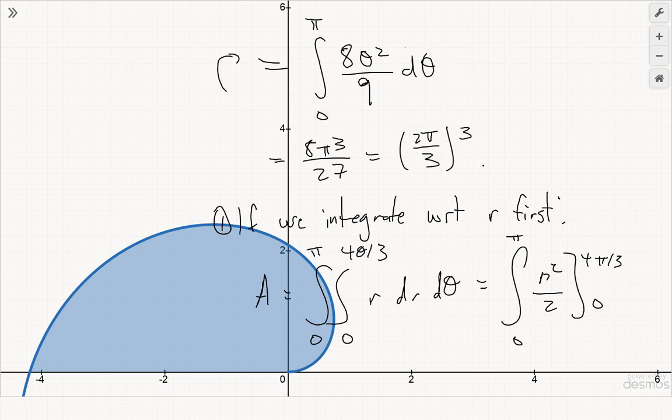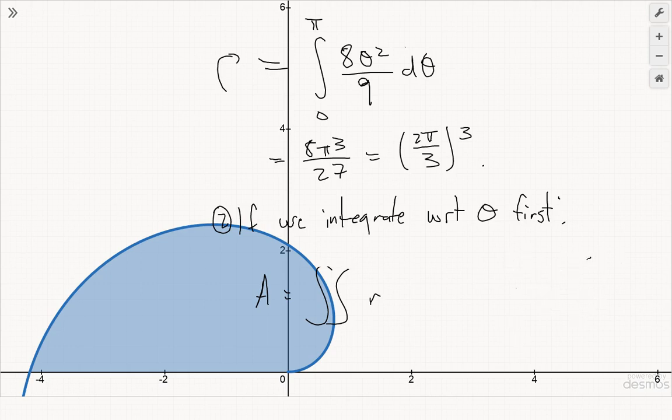Now, oftentimes if we integrate in the other direction, things go very bad. For instance, in the previous example, if you tried to do it with respect to theta first, things would go bad, as you can try. So if we integrate with respect to theta first, now this will be something d theta dr, and this is what that would look like.